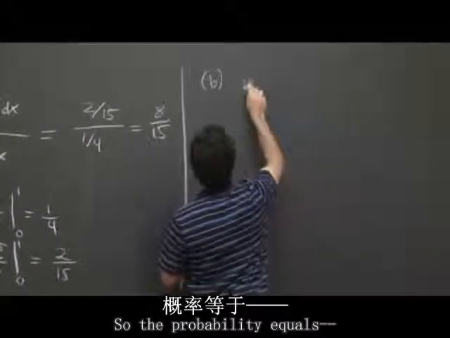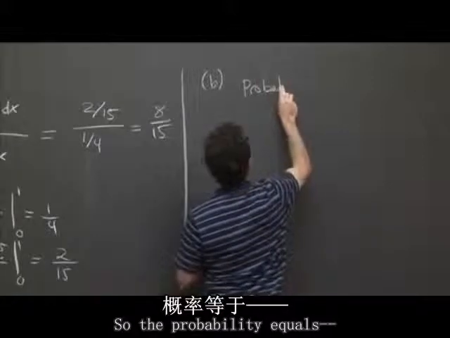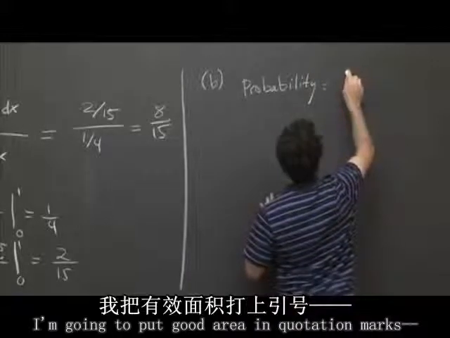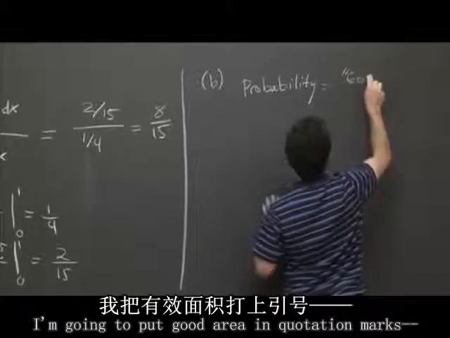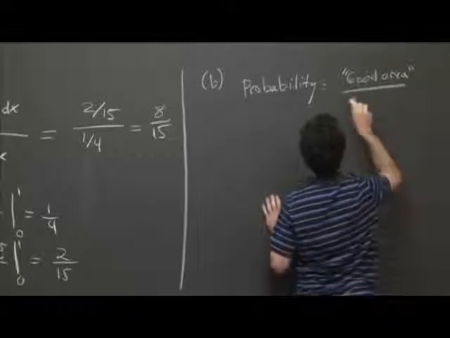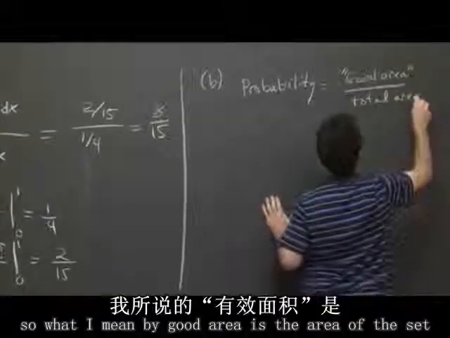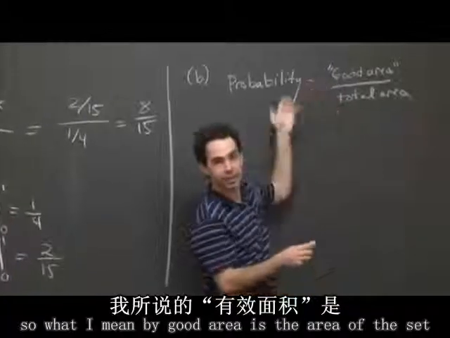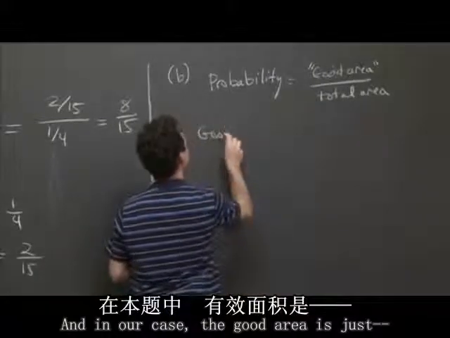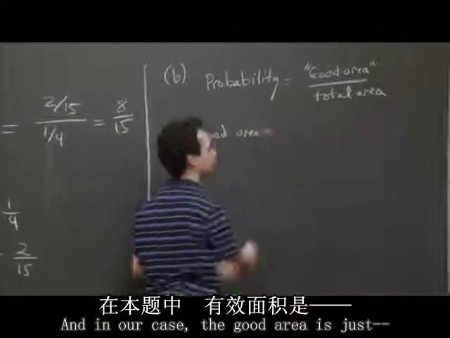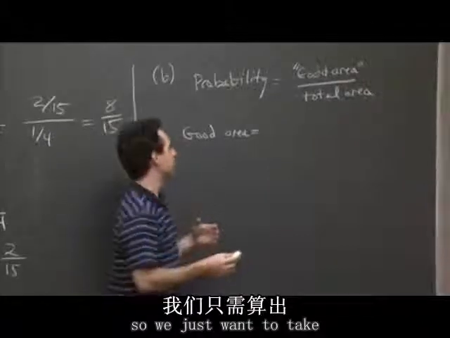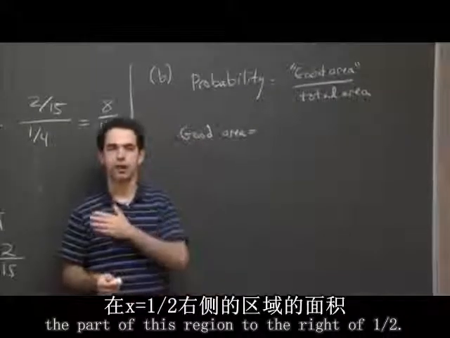So the probability equals, so I'm going to put good area in quotation marks. What I mean by good area is the area of the set of points that satisfies our condition. And in our case, the good area is just, a point we're interested in if its x-coordinate is bigger than 1/2. So we just want to take the part of this region to the right of 1/2.